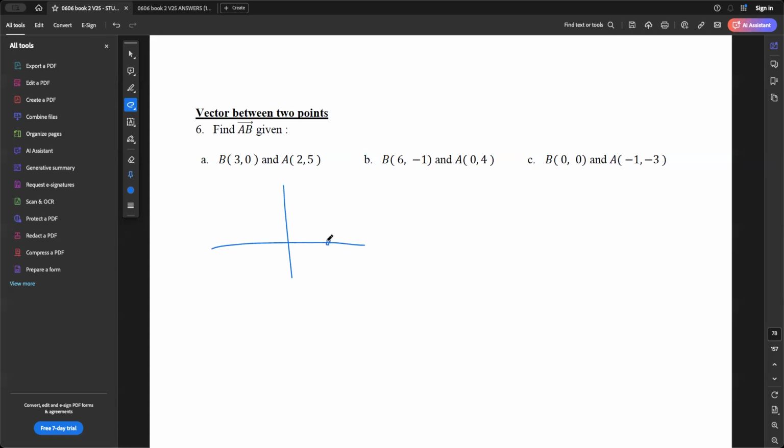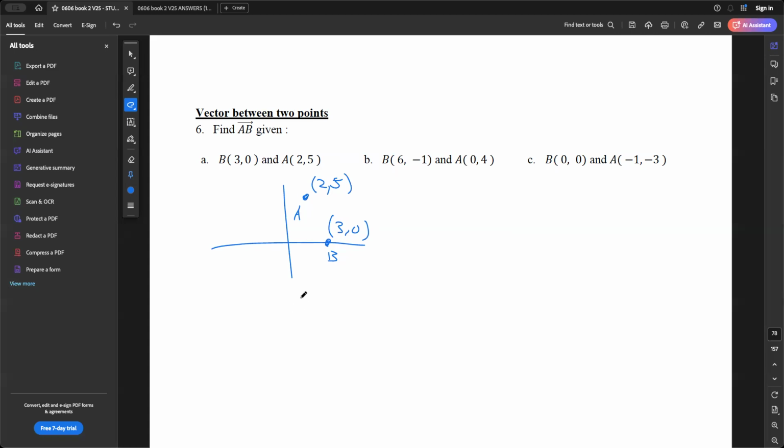So B is here, 3, 0, right? And A is somewhere here, which is 2, 5. They're asking you to get from A to B. So what's the movement like in terms of translation? What's the movement like? Downwards.